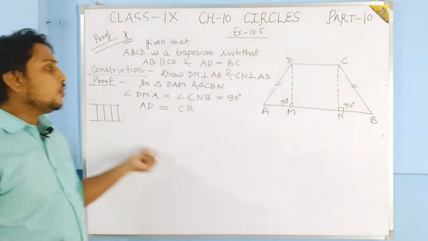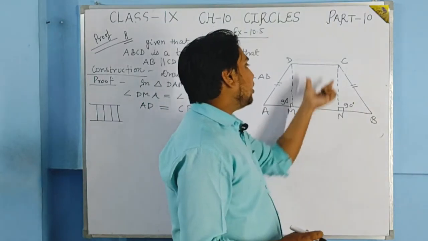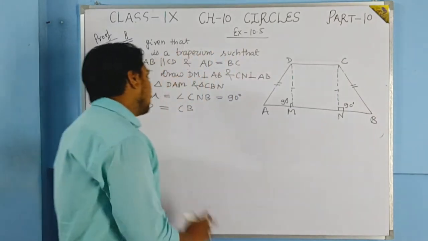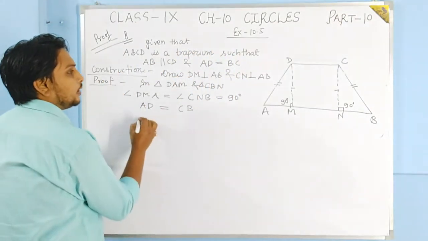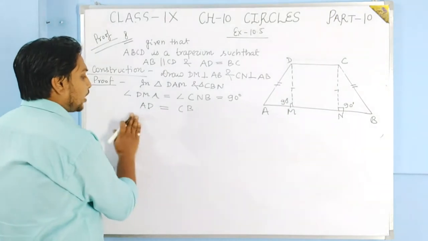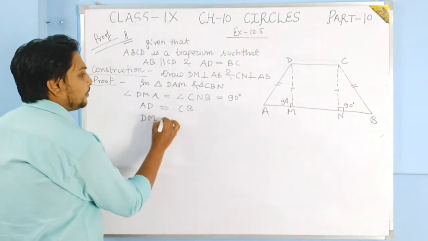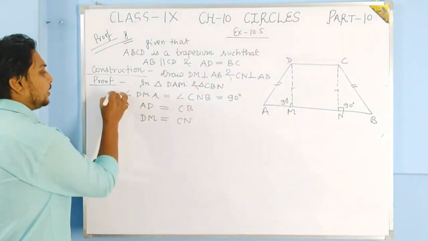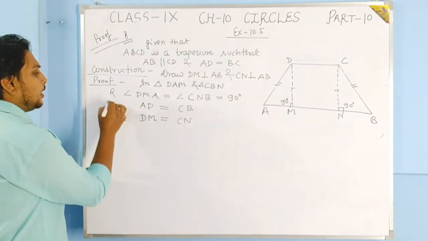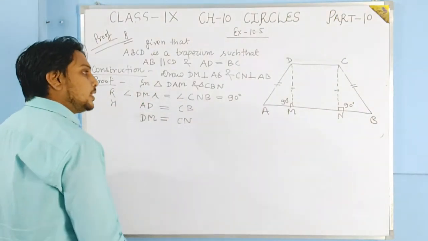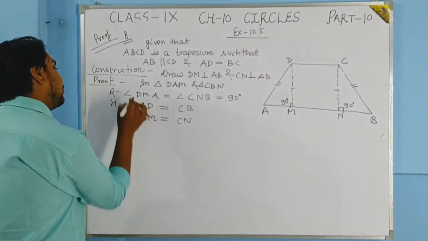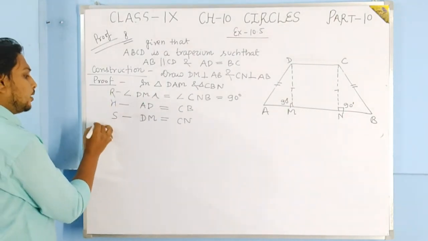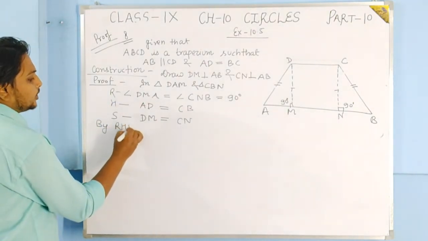Okay, so here also students, if side AB is parallel to side CD, then the length of their perpendiculars will be same. Okay, so here you can see that the length of the perpendiculars means DM is equal to CN. Now students, here you have seen that it is angle 90 degree, so you can show it by R, and here you have seen that AD is equal to CB. They are the hypotenuse and these are the sides. So right angled hypotenuse side, okay, this is the criteria of RHS.